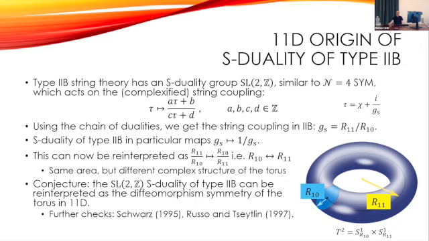So the conjecture then is that if this chain of dualities is true, the SL(2,Z) S-duality, I mean, this suggests, via the correspondence between the coupling and the radii, that S-duality of type IIB can be reinterpreted as the diffeomorphism symmetry of the torus in 11 dimensions. And there were further checks of this done by Schwarz and Russo and Tseytlin, where they calculated various quantities, not just in the massless sector, but also beyond the massless sector, and they found agreement.